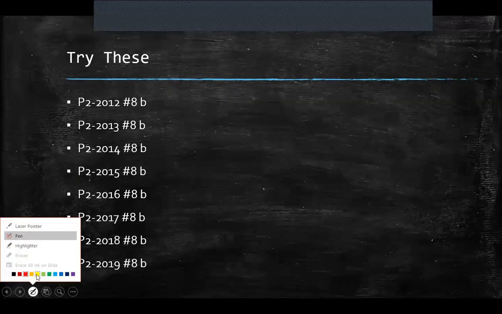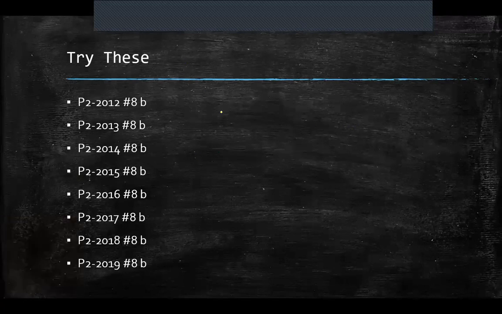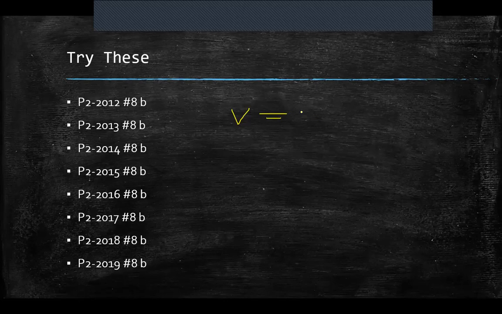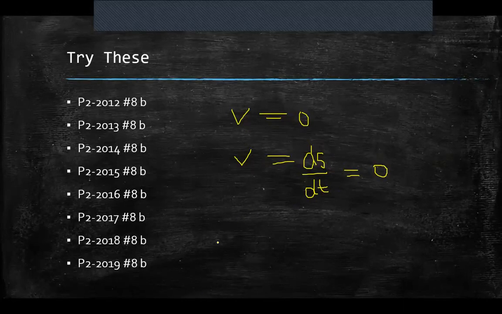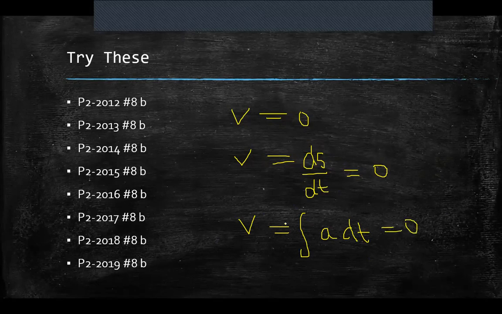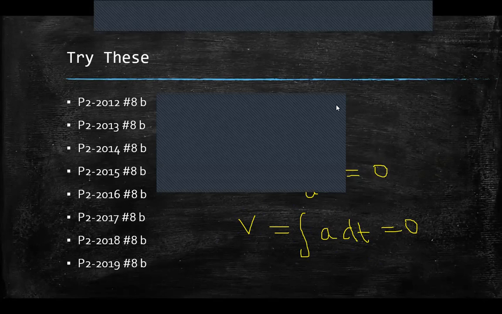Actually, let me just show you a quick example of that. So we just said at rest, v is 0. But v is also equal to ds on dt. So if v is 0, then ds on dt has to be 0 as well. But we also know that v is the integral of a dt. So technically, this has to be 0 as well. Because if this is equivalent to velocity, and my velocity is 0, then this integral should also be equal to 0, right?